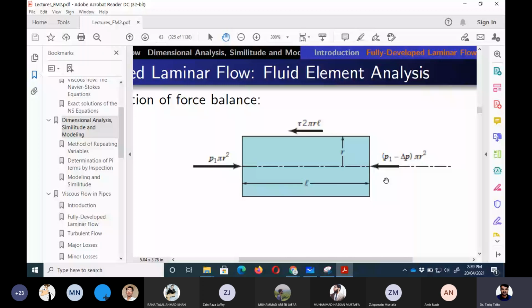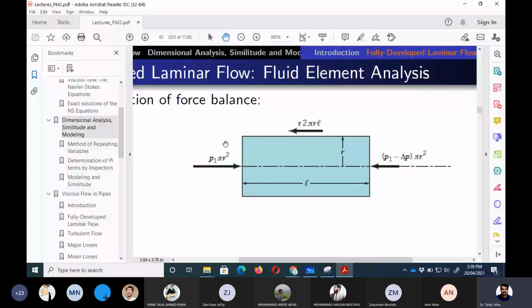So delta P is the pressure drop occurring through this length L, into pi r square. And then there would be a resisting shear in the negative x direction, which is tau, and because it is acting on the surface of this element, the surface area of this cylindrical element would be 2 pi r L. Right, because we know that the surface area of a cylinder is 2 pi r L, and the third dimension, which is into the board, is a circular cross section.